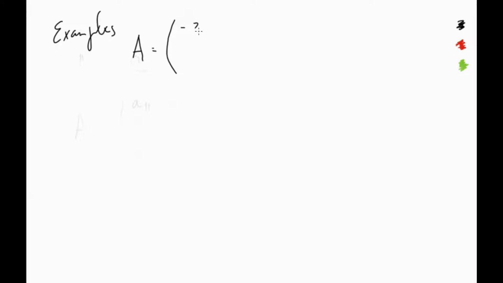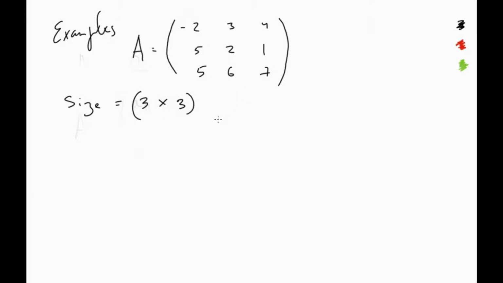For example, A is a given matrix and it consists of elements, some numbers, 7. So the size of this matrix you can define as 3 rows and 3 columns, so it is a 3 by 3 matrix. For example, the element a32 means that this element is located at the third row, 1, 2, 3, and second column, so it is 6 here. 6 has position 3, 2.